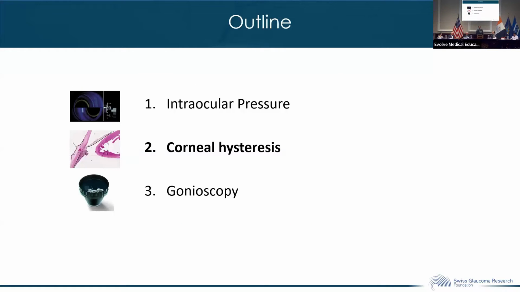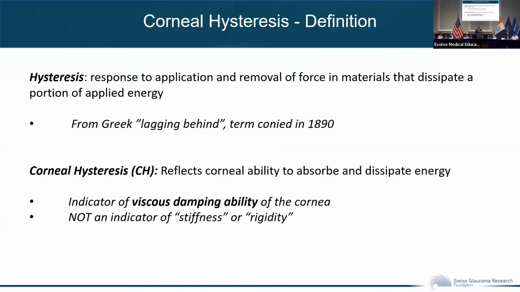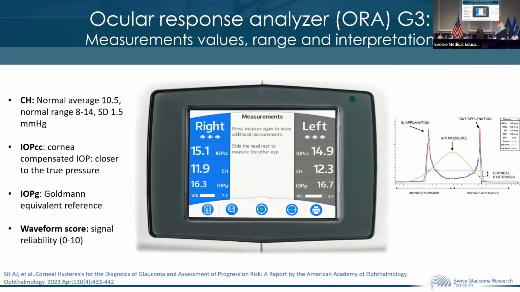Moving from IOP to another parameter, which is, I think, of importance, less well studied, and not routinely measured in glaucoma clinics, is corneal hysteresis. The definition comes from the Greek for lagging behind, termed in 1890. We have almost 1,000 or so publications available in ophthalmology talking about corneal hysteresis. It is a measure of the viscous damping ability of the cornea and should not, as it often is, be confounded for being an indicator of stiffness or rigidity.